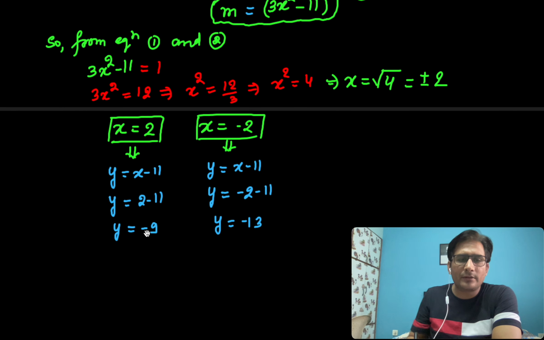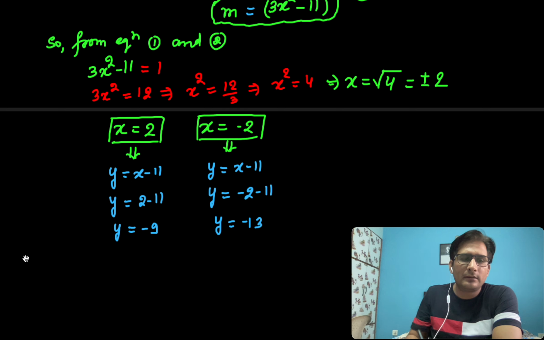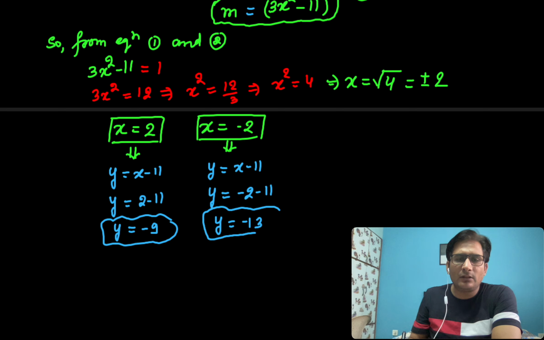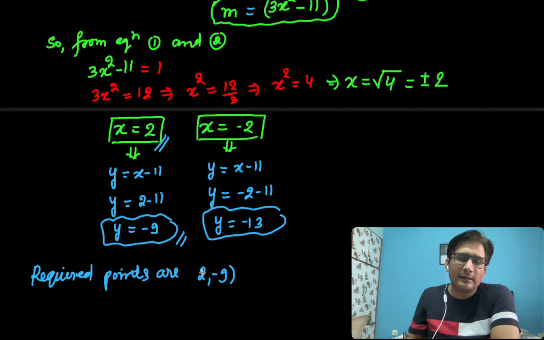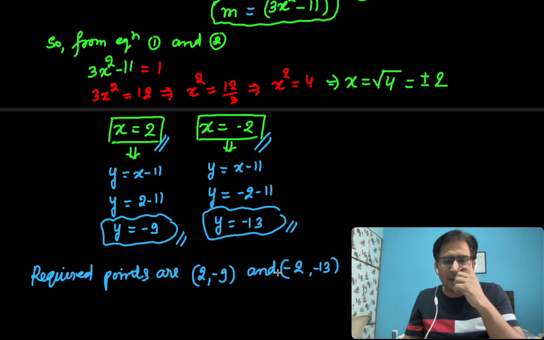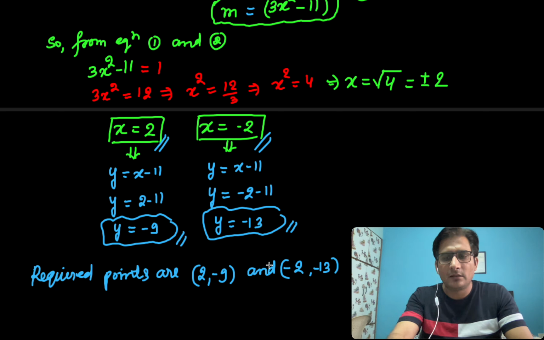So, what are the points? This is the value of y in this case, and this is the value of y in this case. So, the required points are, we can say that this is the final answer. The required points are 2 comma minus 9 and minus 2 comma minus 13. So, this is the final answer in this case. This is how we find the point on the curve.